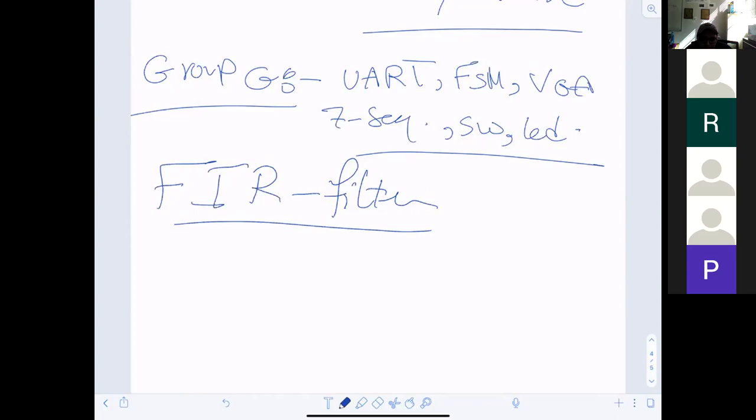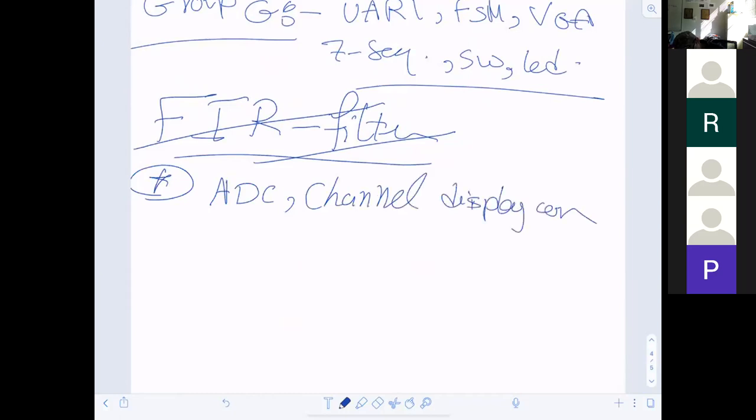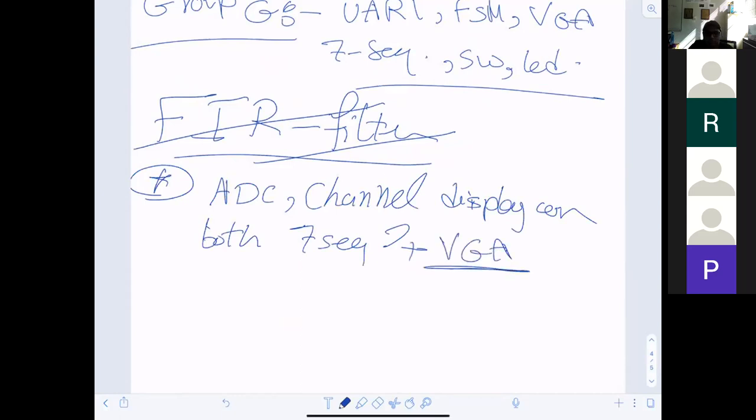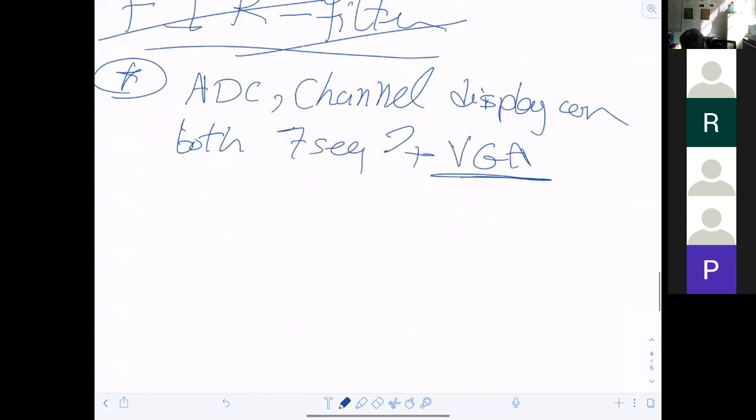Yeah, I was thinking that we could just have an ADC go in, select the channel, and display it on the 7-segment displays. That's not bad. See, you came with your idea. That's perfect. Okay, so can you do this, please? That sounds good, Stephen. Peter, okay, so you know what you're going to do: the ADC channel display on both the 7-segment plus the VGA. That's fine? Sure.